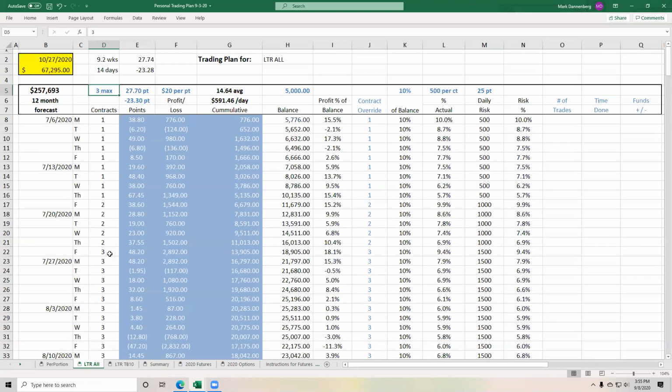There's 2 limiting factors in the number of contracts that are being traded. One is we will not trade contracts that equal more than 10% of the balance of the account. Each contract requires $500 of margin. So at 10%, I need $5,000 in the account to open 1 contract.